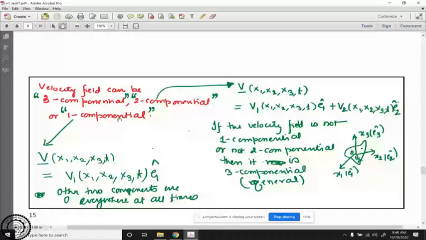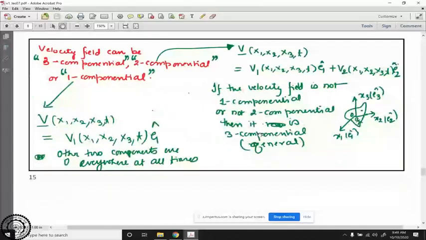In general. So I've talked about steady velocity field, I have talked about two-dimensional and one-dimensional velocity fields, and I have talked about two componential and one componential velocity fields.